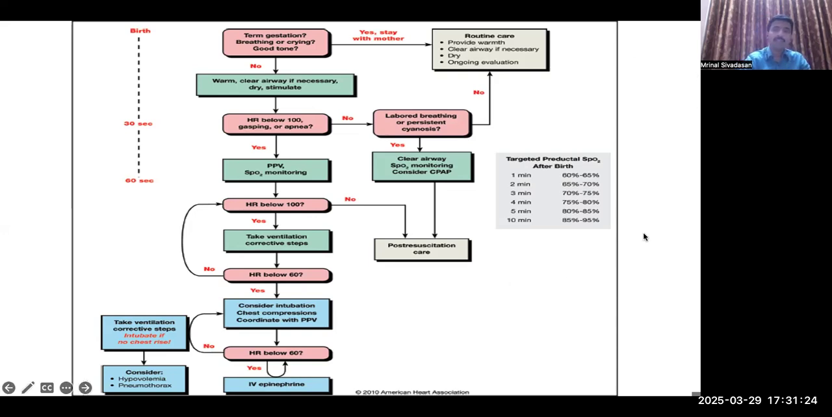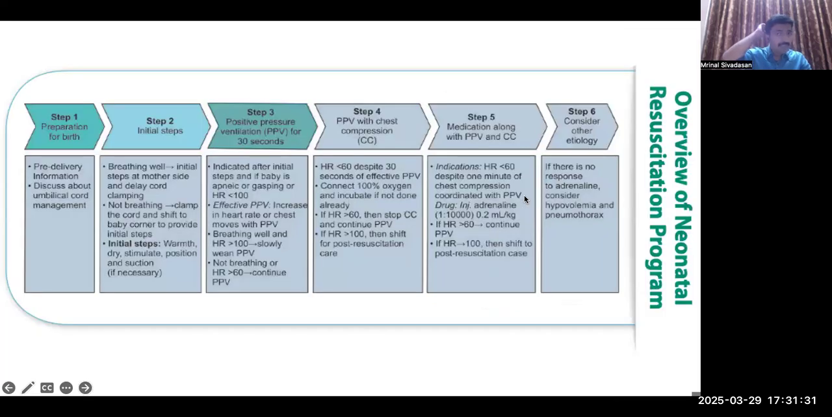This is the target saturation which you target for each time interval. And this is again the same thing, the resuscitation program, which starts with preparation before delivery, then where you discuss the umbilical cord management also as per the new guideline, and then you have the initial step, the positive pressure ventilation, chest compression, adrenaline, and then if it is not improving, then you should consider hypovolemia and correction of pneumothorax.